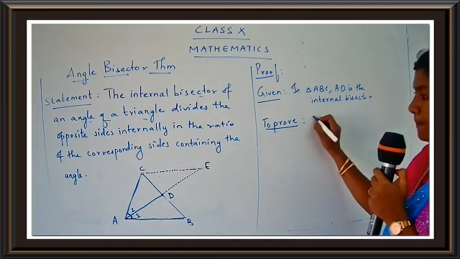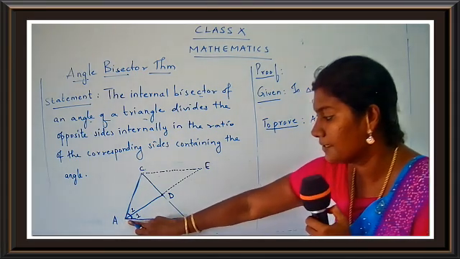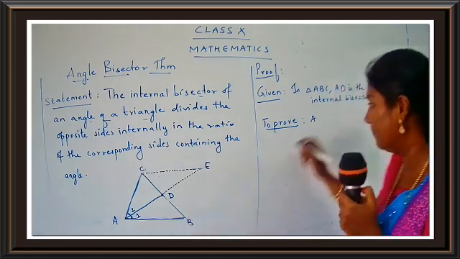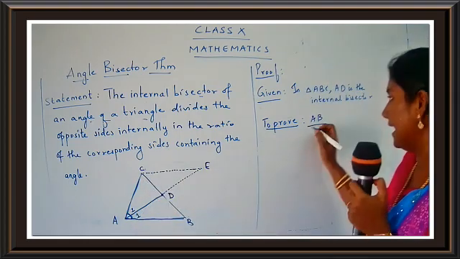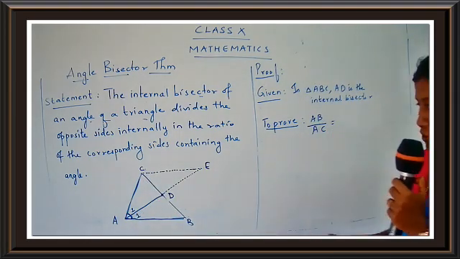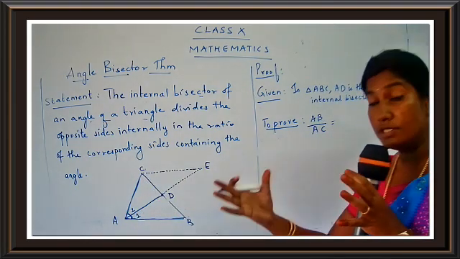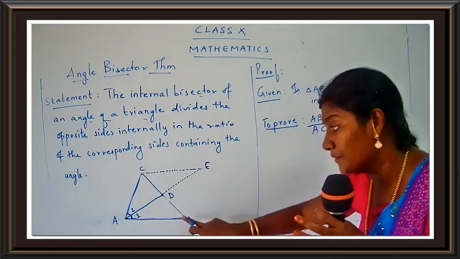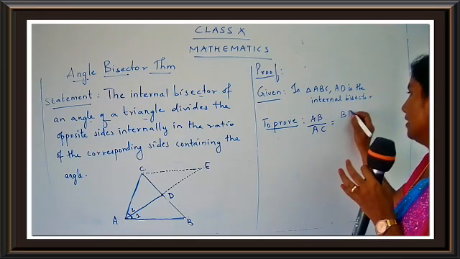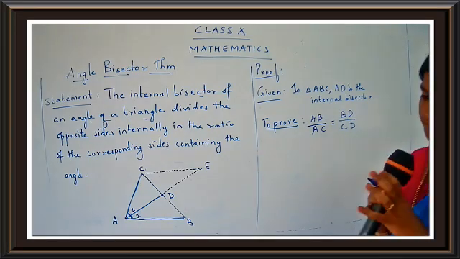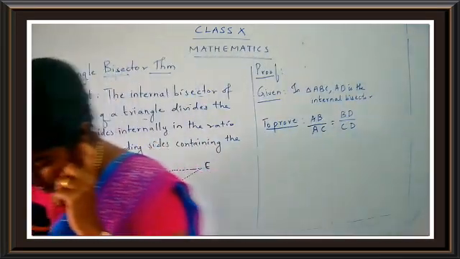Okay, so let us write the to-prove part here. So this is AB. I'll just take the sides containing the angle. AB, okay, one side. What is the next side? AC. AB upon AC is equal to. We have to take the opposite side. So what is the opposite side here? Yes, BD and CD. Right now this is equal to BD upon CD. Write down the to-prove part.